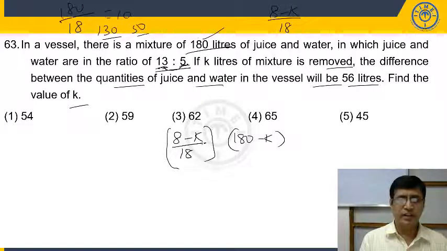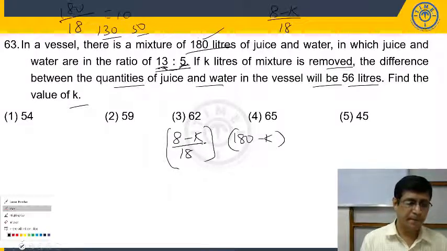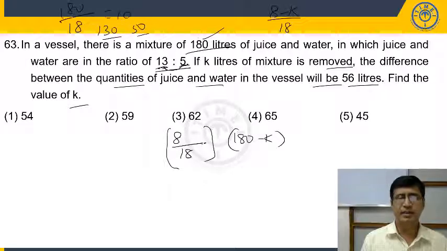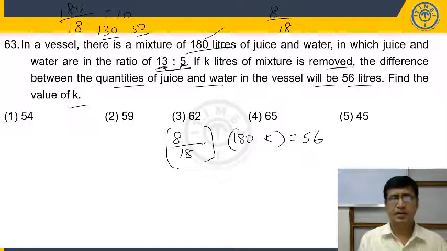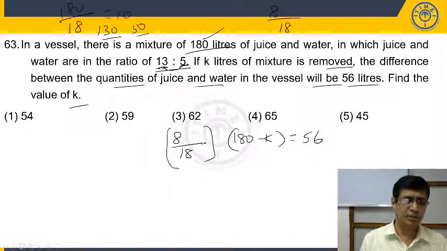Okay. So what is the discussion here? 8 by 18, just remove k. So 8 by 18 into 180 minus k of this value is equal to 56. Am I right? So total what is the part here? Total parts is equal to how much?